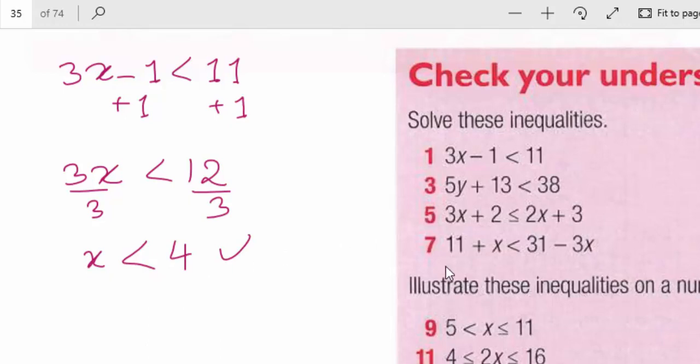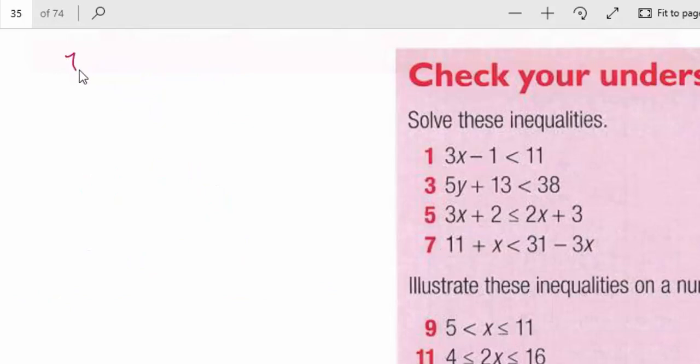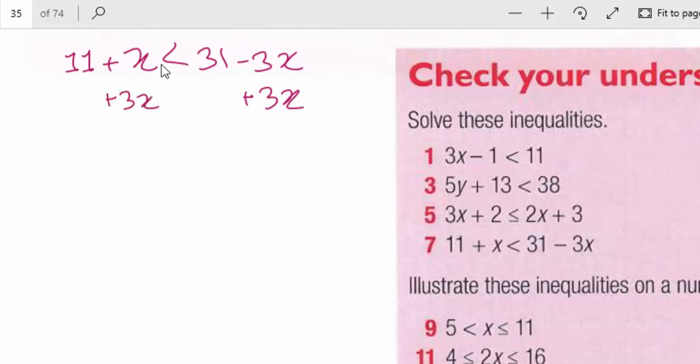To do question 7, 11 plus x is less than 31 minus 3x. Now to solve this, we need to have x alone on a side. Firstly, to get rid of this negative 3x here, we're going to add 3x to both sides. Now x plus 3x will be 4x, so we will have 11 plus 4x is less than 31. Now to get rid of this 11, we're going to subtract 11 from both sides.